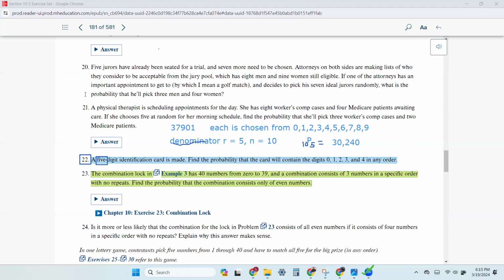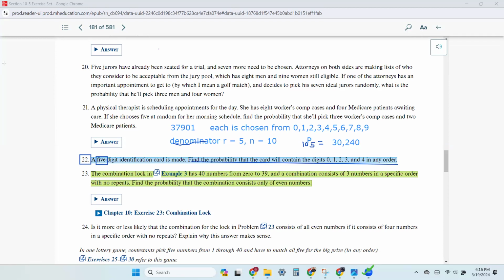Now, here's what they're asking us though. Find the probability that the card will contain the digits 0, 1, 2, 3, 4 in any order. That any order would have made me pick the combination instead of the permutation. Well, okay, I can see that, but this is still an identification card. No one can have the same code, okay? So I can understand when it says in any order, but they're specifically saying that you want them in all the possible ways they could be ordered. I get it. I'm following you. All right.